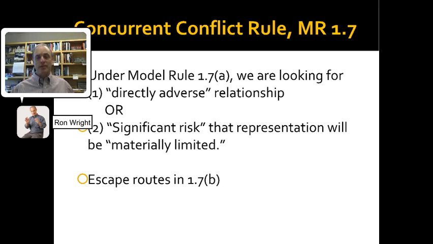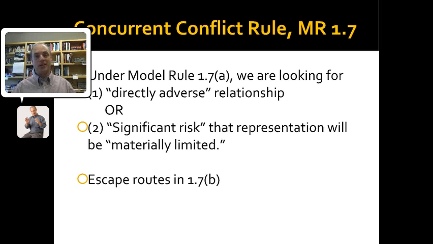Our main source of guidance when it comes to concurrent conflicts of interest is Model Rule 1.7. All the states have essentially the same rule in place. And under this rule, you're asking, first of all, whether the current client and a proposed second client would be directly adverse to one another. Or second, even if they're not directly adverse, as in a lawsuit, would representing the second client present some kind of significant risk that your representation of the original client would be materially limited. That's under 1.7(a), that's the general standard.